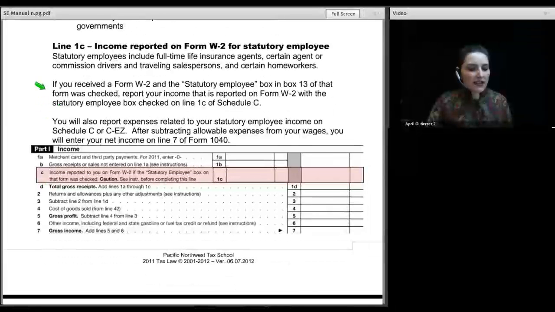The next line on the tax return, Schedule C, is line 1C. You use line 1C to report income that you received as a statutory employee. You will know that you are dealing with a statutory employee when you look at the W-2 and box 13 has statutory employee checked on it. If the statutory employee box is checked on the W-2, you will report the amount showing on the W-2 as wage income on line 1C of Schedule C.